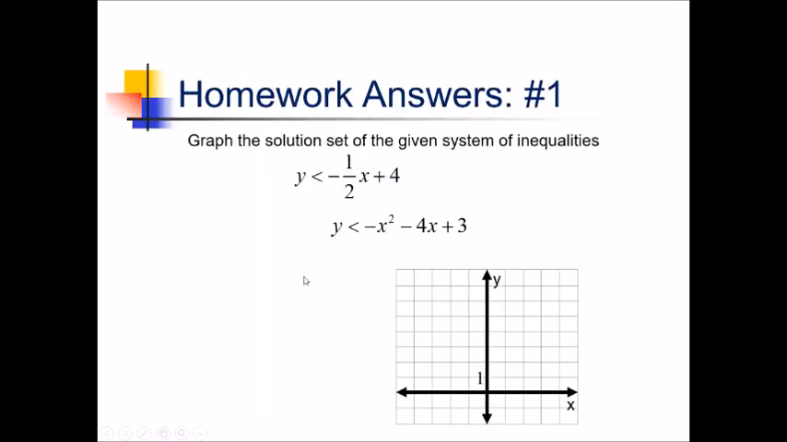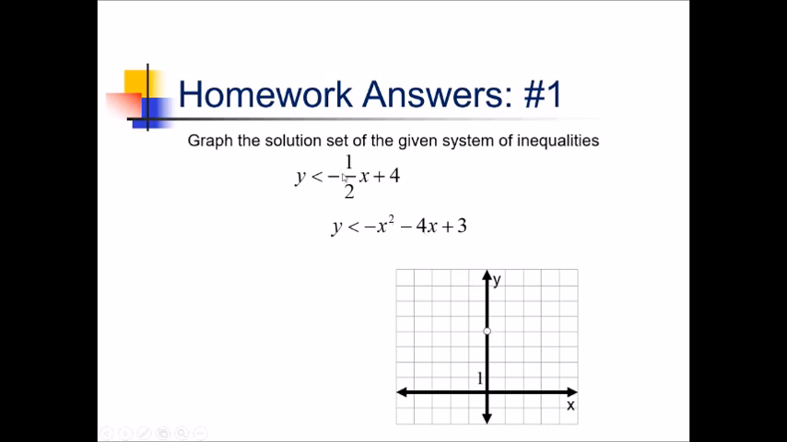To graph this system of inequalities, we're going to graph each inequality individually and see where they overlap. So our first inequality is a line in y equals mx plus b form. We have a y-intercept of 4, so we'll put a dot on 4. Now, because the inequality has no equals, we're going to use an open dot. So that's 0, 4, open dot right there.